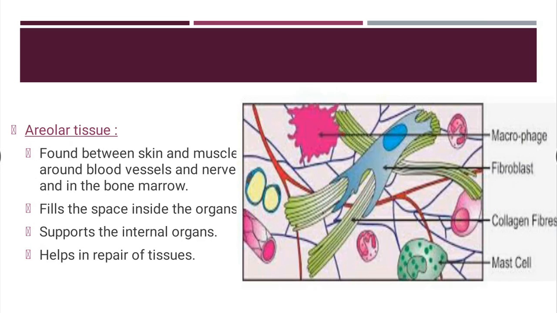Next is the areolar tissue. It is found between the skin and the muscles, around blood vessels and nerves and in the bone marrow. It fills the space inside the organs, supports internal organs and helps in the repair of tissues. Here we can see in the areolar tissue macrophages, fibroblasts, collagen fibers and the mast cell.